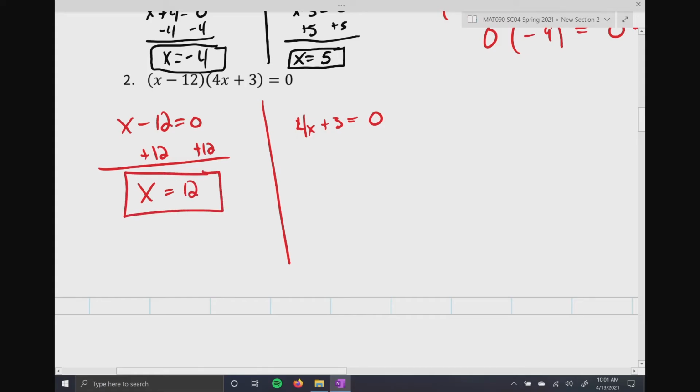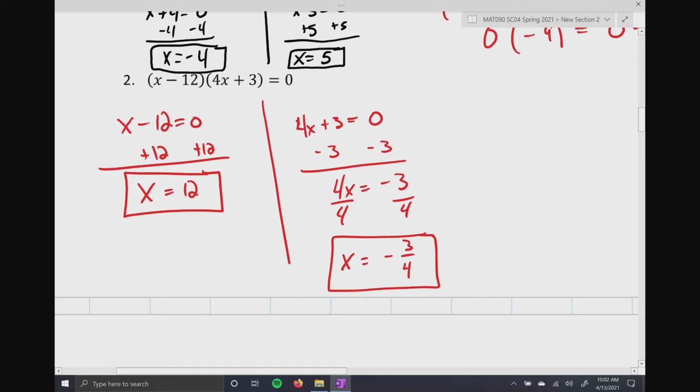Okay? And then for the second, I will subtract 3. So that gives me 4x equals -3. And then I divide both sides by the leading coefficient. That's fancy words for the number in front of the variable. And we get a fraction for an answer, which is absolutely fine. You will get fractions for answers. It will happen. Okay? So in this case, x equals 12, x equals negative 3/4.